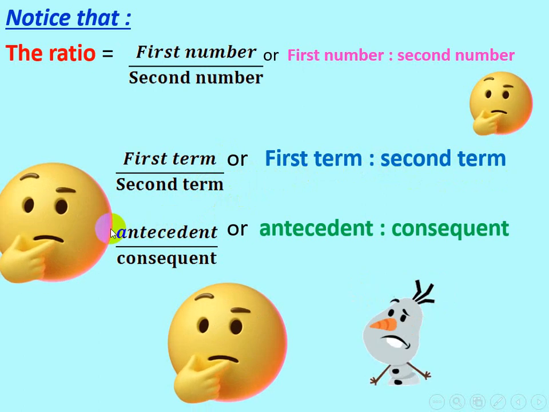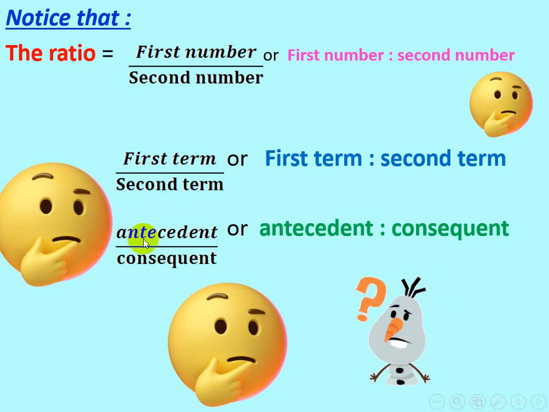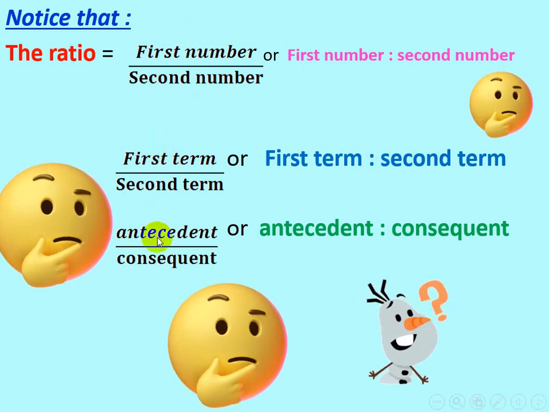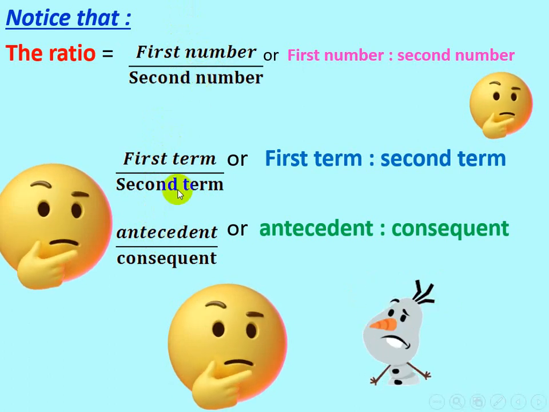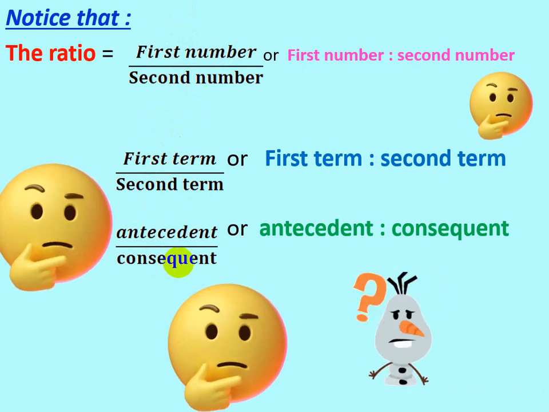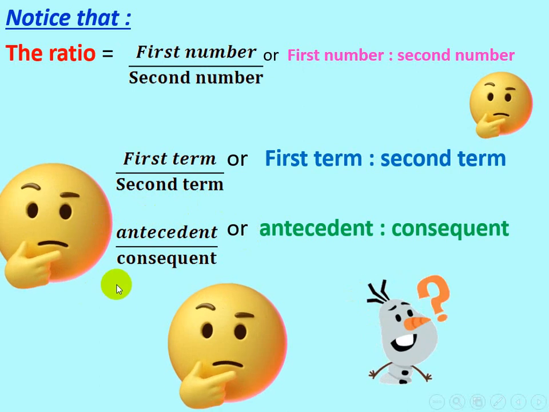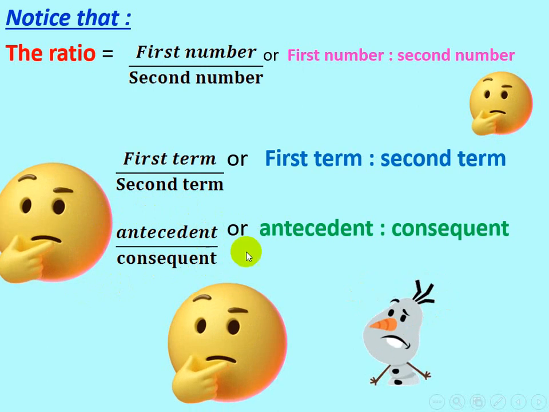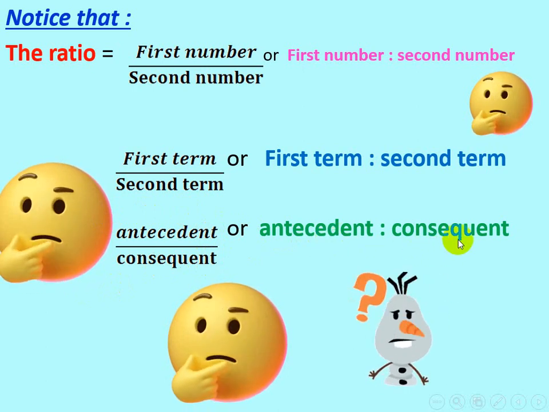The first number or the first term is called the antecedent of the ratio. The second number or the second term is called the consequent of the ratio. Then the ratio equals antecedent to consequent.